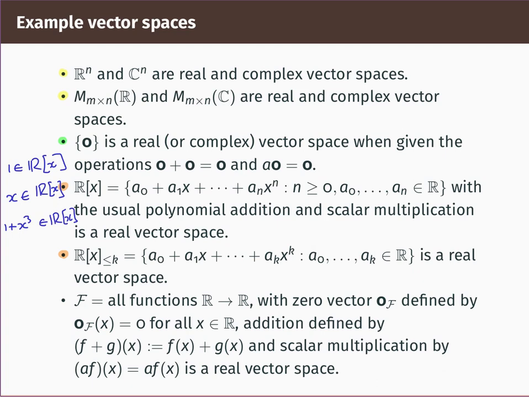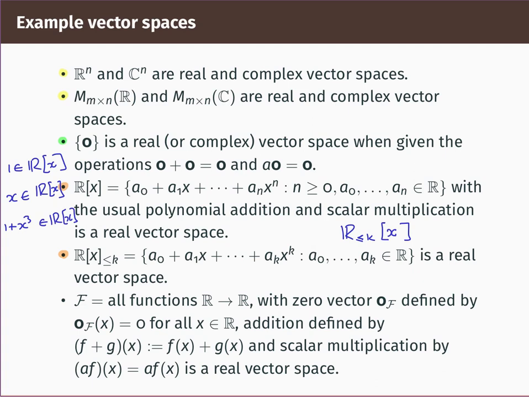You can also look at polynomials where you restrict the degree. So R[x] less than or equal to k, or as we will sometimes write it instead, you may see those symbols the other way round, R less than or equal to k of x, means exactly the same thing. That means all the polynomials of degree at most k in one variable x with real coefficients.